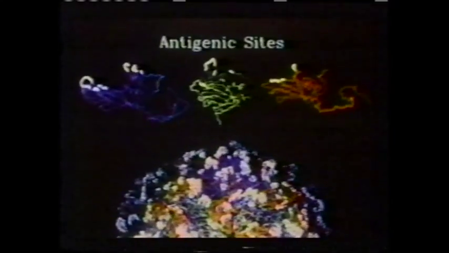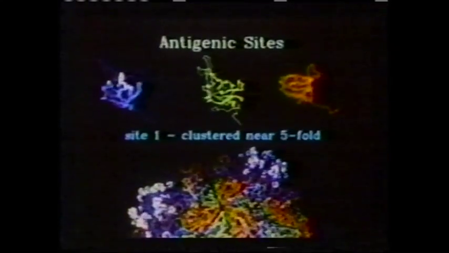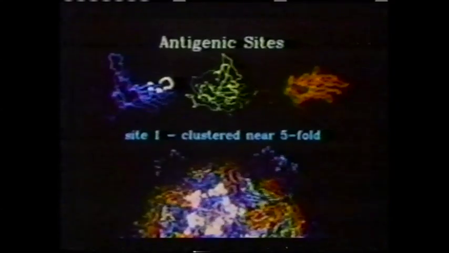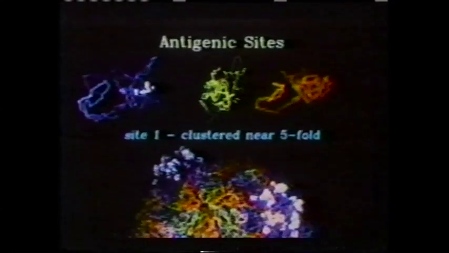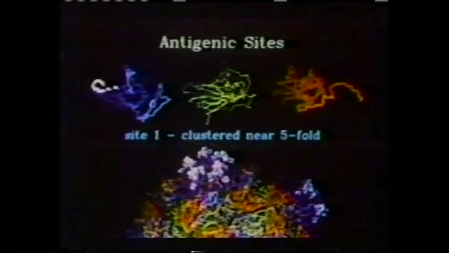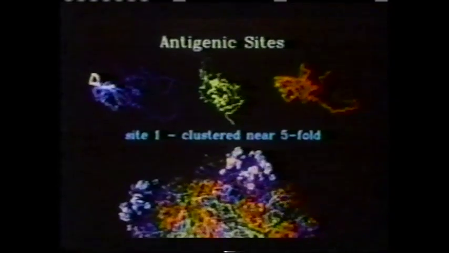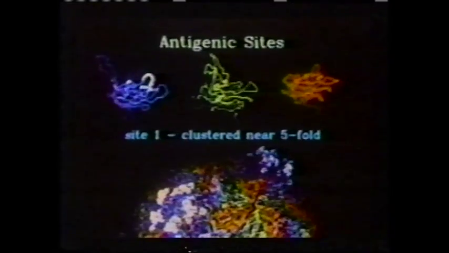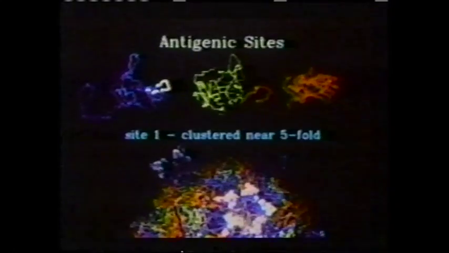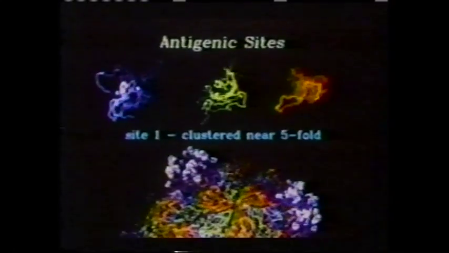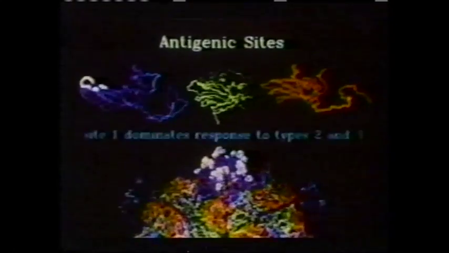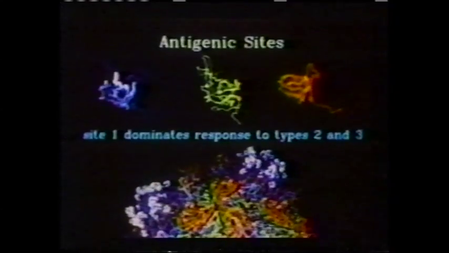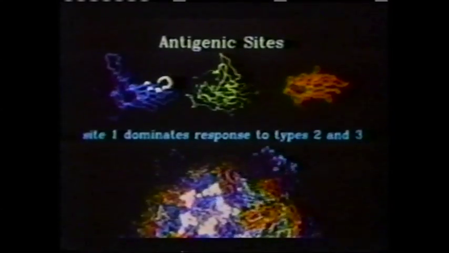The antigenic sites of the virus have been identified by characterizing mutants resistant to neutralization by monoclonal antibodies. We have grouped these mutations into 3 clusters. The first cluster of mutations is contained predominantly within a single loop connecting the top strands of the beta barrel of VP1. The sites cluster near the 5-fold axes of the particle. Site 1 dominates the neutralizing response to type 2 and type 3 poliovirus in mice.